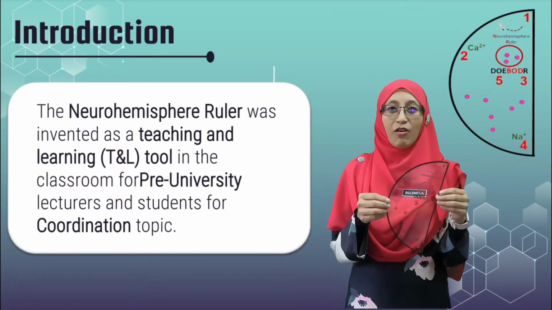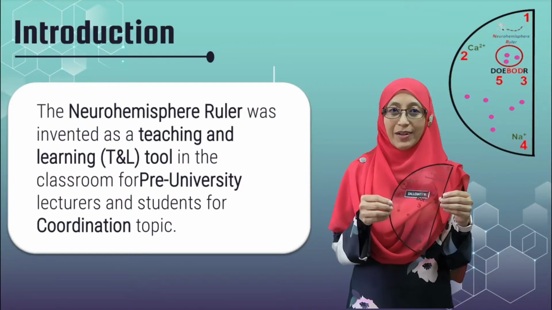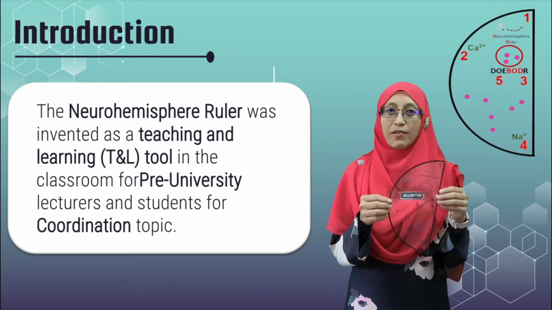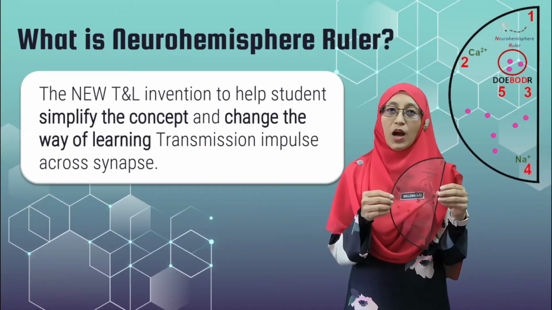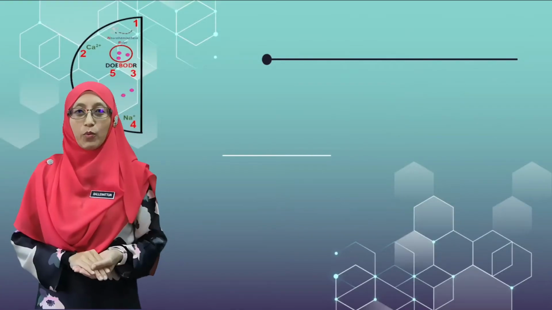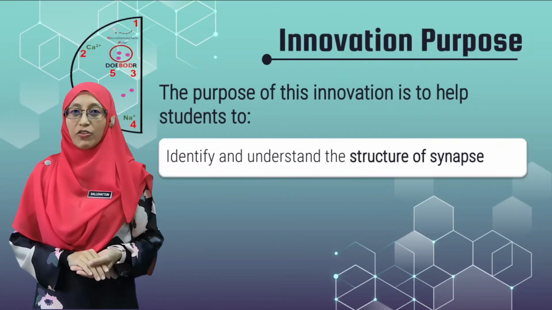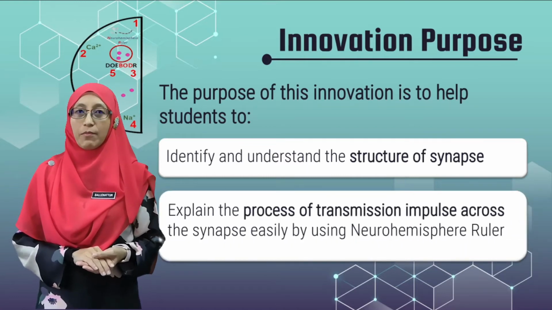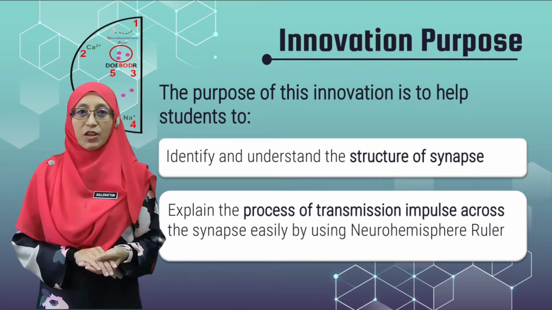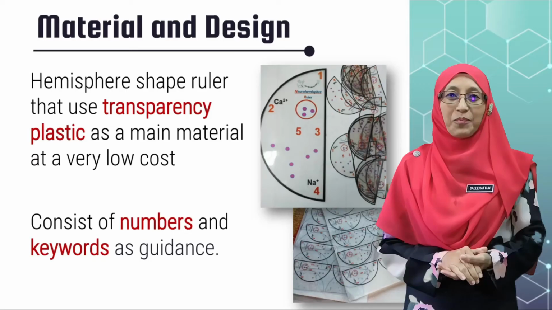This innovation is called the NEUROHEMISPHERE ruler. This ruler will help students simplify the concept step by step and change the way students learn. Students will be able to identify the structure of the synapse and explain the process of transmission of impulse across the synapse easily by using this NEUROHEMISPHERE ruler.